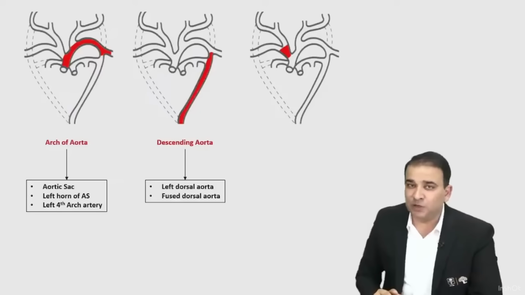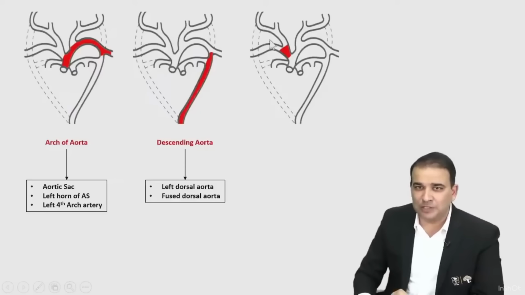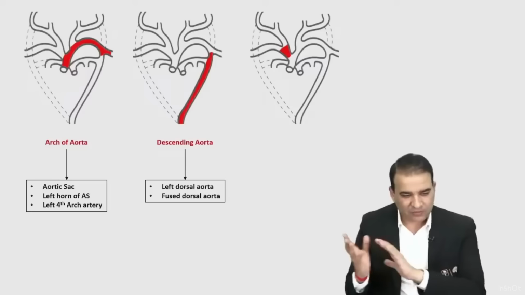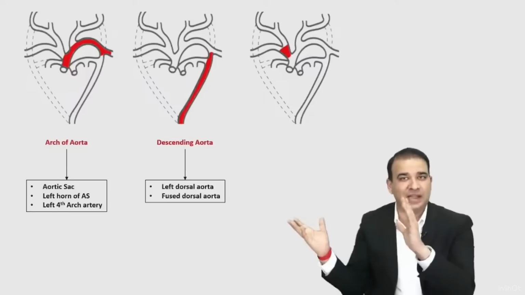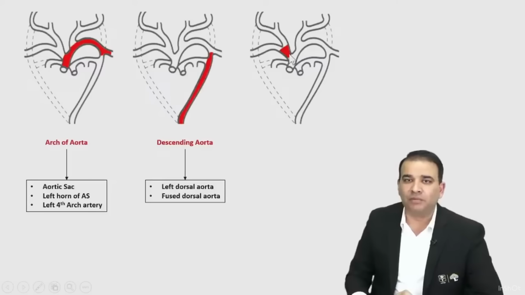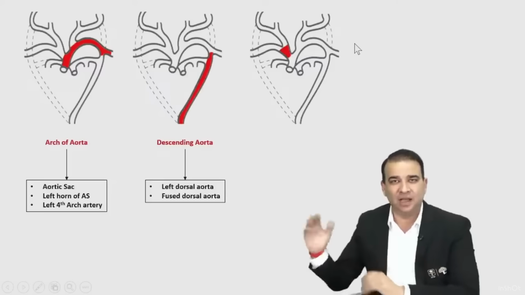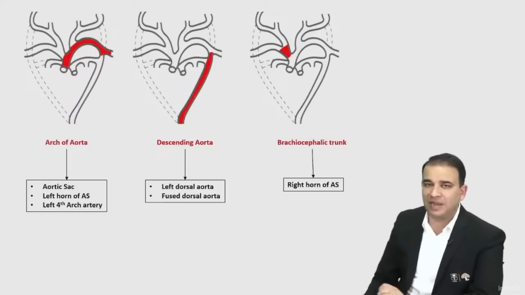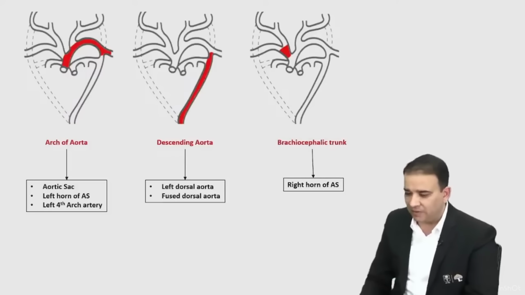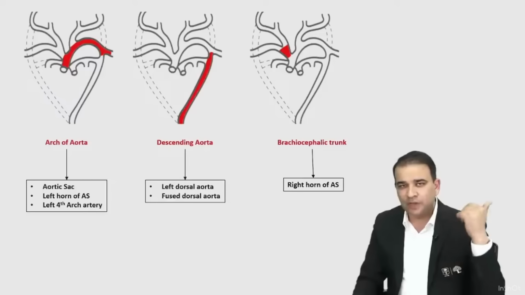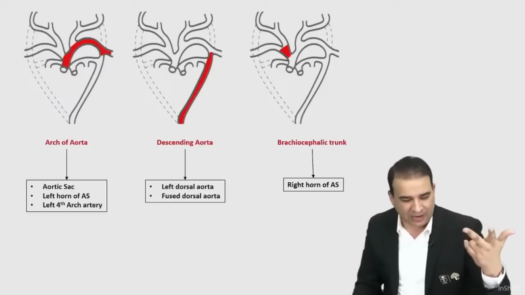Now look at the branches of the arch of aorta. The first branch you can see here is the one shown. Obviously, which artery needs to go toward the right side? The brachiocephalic artery. Once the brachiocephalic artery goes toward the right side, only then can it divide into common carotid and subclavian. So which horn is required? Right side: the right horn of the aortic sac. Just the right horn of the aortic sac is required for the formation of the brachiocephalic trunk. We got the arch of aorta, the descending aorta, and the brachiocephalic artery.